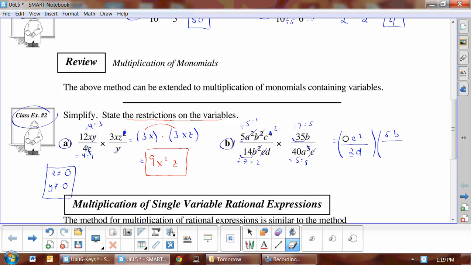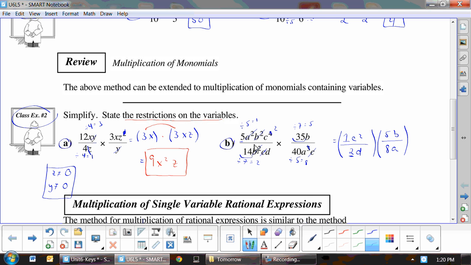Okay, this is a 1 here. This is a 2 here. Got it? Okay. And then on the bottom we have 8a. So this is what we have left now, which is a lot easier to deal with than that.